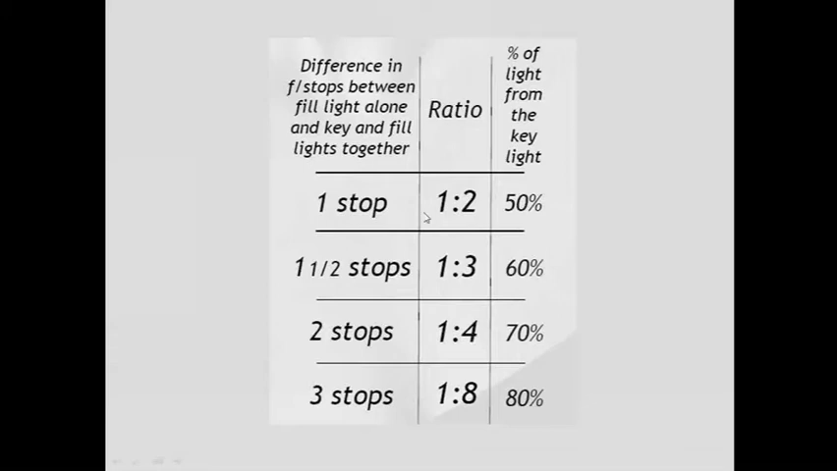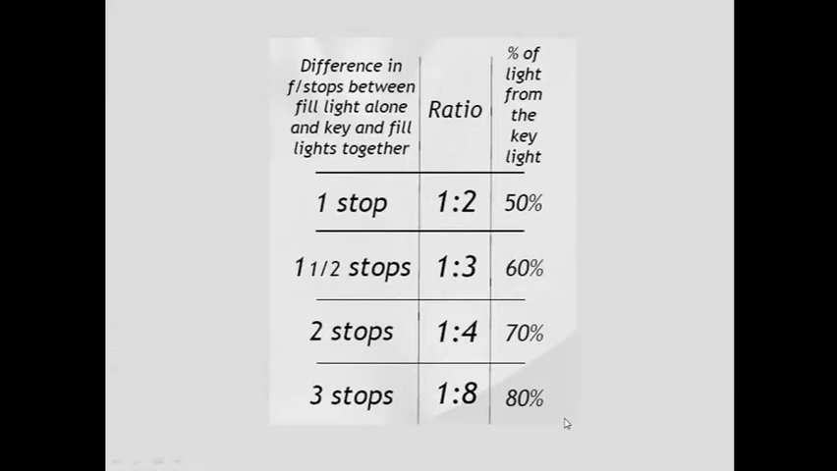If you get a 3-stop difference, it's a 1:8. But most of you are going to want about a 1.5 stop to a 2-stop difference. If you go outside and use the percentages as I described, it's the same thing. It just does the math for you instantaneously.